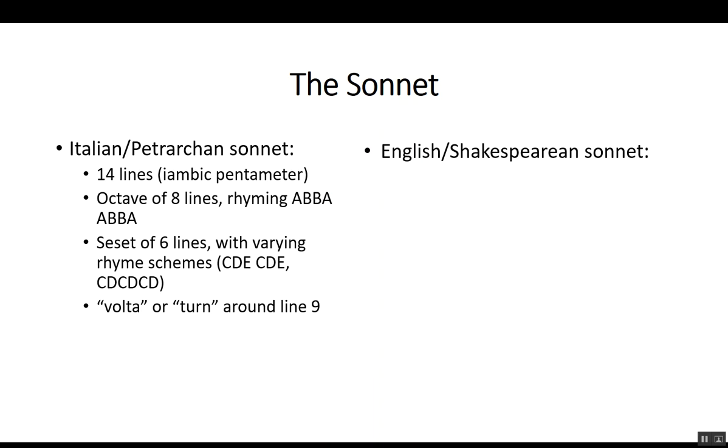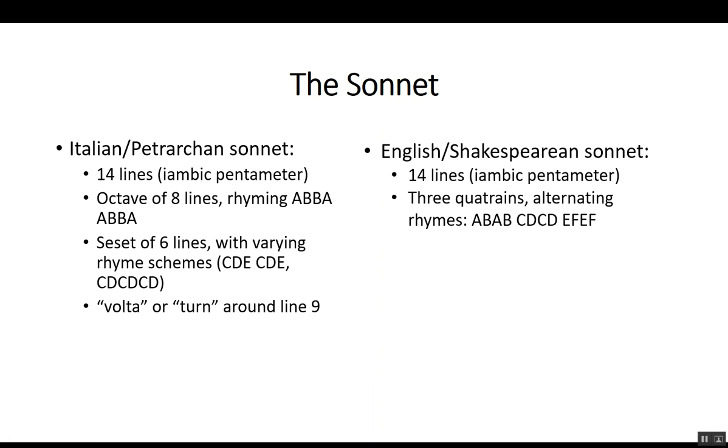So the English sonnet is also called the Shakespearean sonnet. It is also 14 lines, iambic pentameter. So you can see here, a sonnet is always 14 lines in these strict forms. Okay, 14 lines, iambic pentameter, and you'll see the difference here. An English sonnet has 3 quatrains, A, B, A, B, C, D, C, D, E, F, E, F, and then a final rhyming couplet that rhymes G, G.